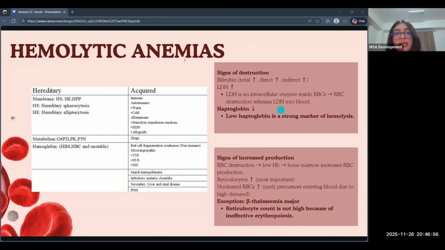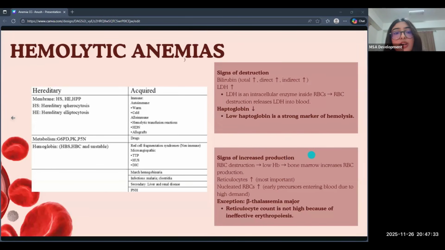Now let's talk about haptoglobin. Haptoglobin's function is to bind free hemoglobin. In hemolytic anemias, there's excess free hemoglobin, right? So it's going to use up all the haptoglobin, and that's why haptoglobin is low. So low haptoglobin is a strong marker of hemolysis. I want you to remember this. Now, what happens if this capacity is exceeded? Eventually, there won't be any haptoglobin to bind the excess free hemoglobin. It starts spilling into the urine, and that causes dark brown or dark red urine, called hemoglobinuria.